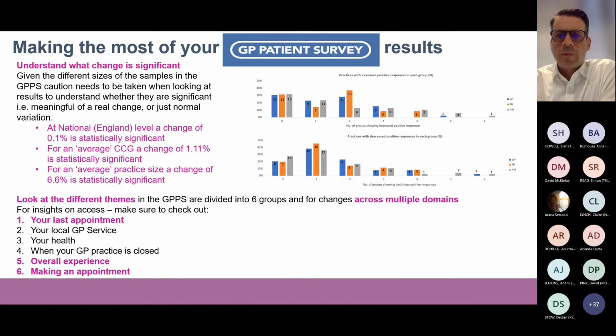We've got some data here up on the top right, looking at practices on my patch, around the numbers of practices that have shifted upwards in positive responses in multiple domains, and practices that have shifted downwards across multiple domains. Whenever we're looking at data, it's about what's the signal and what's the noise, and significant changes, particularly in multiple domains, are definitely something where a practice or a network would want to take a closer look. Next slide, please.